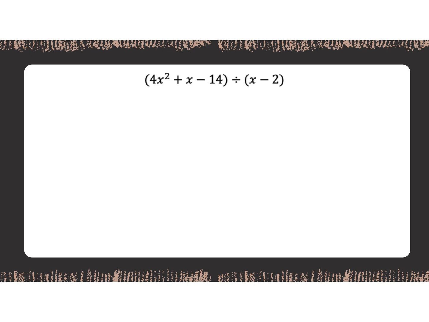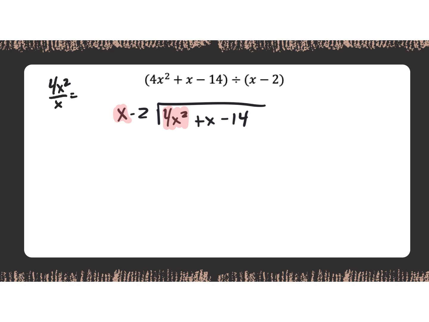All right, so now the difficulty is going to jump up a bit on this one because now I have an a value in the number I'm dividing into that's greater than 1. In this case, it's 4. So I'm going to set it up in the exact same way: x minus 2 divided into 4x squared plus x minus 14. Then I ask how many times x goes into 4x squared. It goes in 4x times, so I'm going to write a 4x above 4x squared.